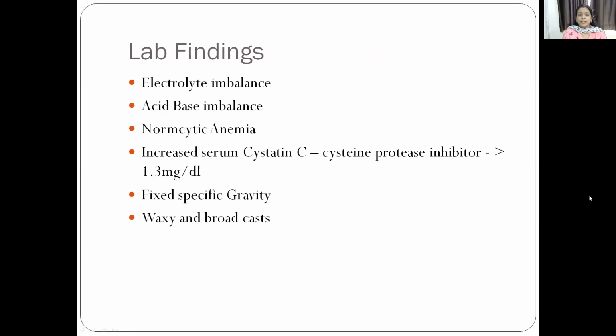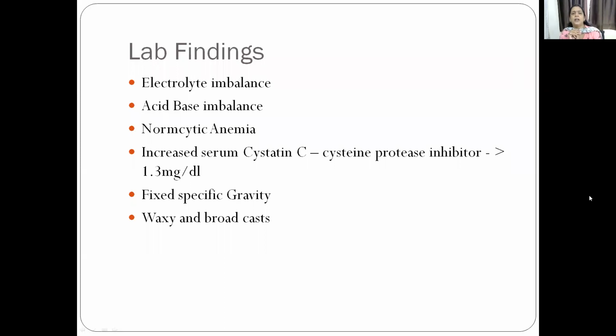So what are the lab findings in this? Electrolyte imbalance, obviously there can be hyperkalemia, hypokalemia. Then acid-base imbalance can cause metabolic acidosis. Normocytic normochromic anemia, because the RBC production itself is low, it is not related to hemoglobinization. Then increased serum cystatin C, a cysteine protease inhibitor produced by all nucleated cells. Whenever cystatin C is more than 1.3 milligrams per deciliter, then we know that some renal abnormality has occurred.